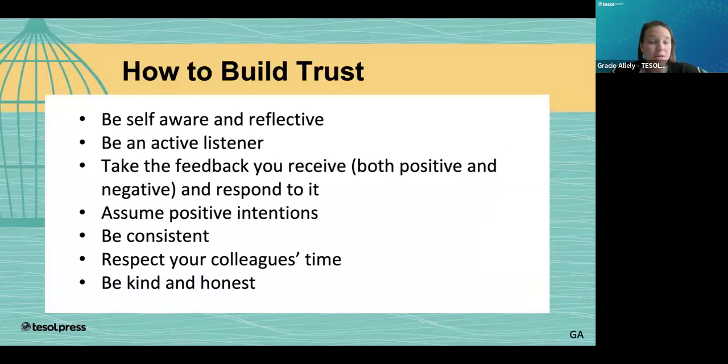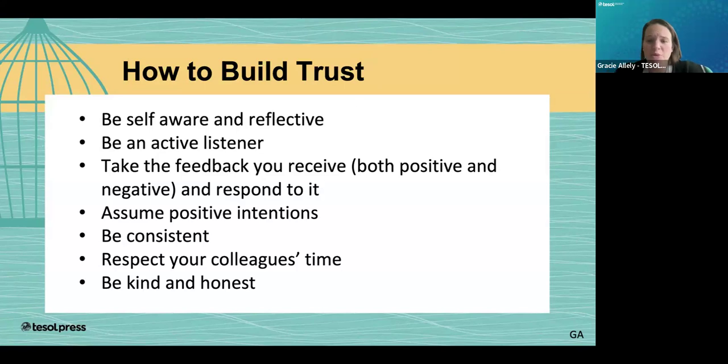And we can build trust in many different ways. First is being self-aware and reflective, thinking about how you're approaching situations, the types of questions you're asking, your body language, and how that can impact a relationship. You can be an active listener. This is crucial. Listening to understand, not listening to respond, using silence in a powerful way to allow for more thinking time and to give more space for responses.